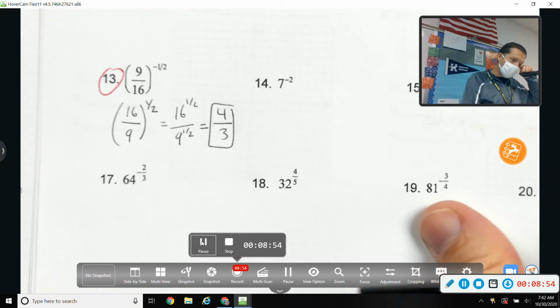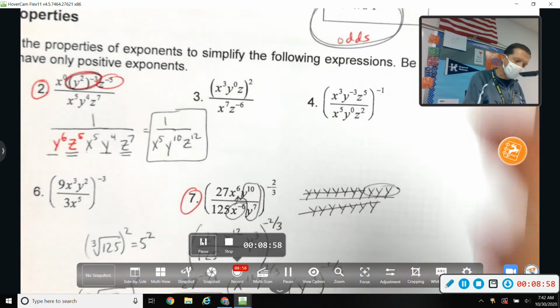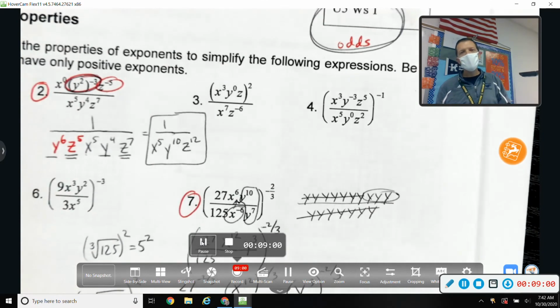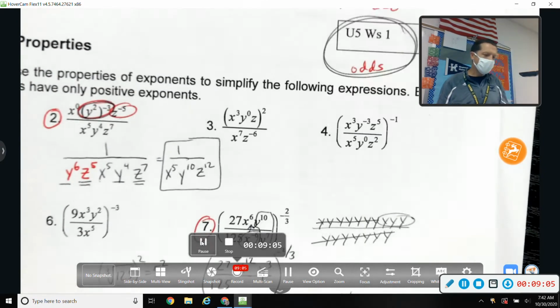Okay, so on this page, I want you to do the odds. We're not done yet because we need to get to the graphs. I want you to do the odds on that page. It's mostly review. A lot of them are easy, so that page should go pretty quick.